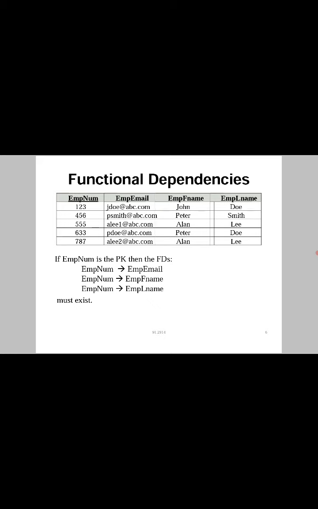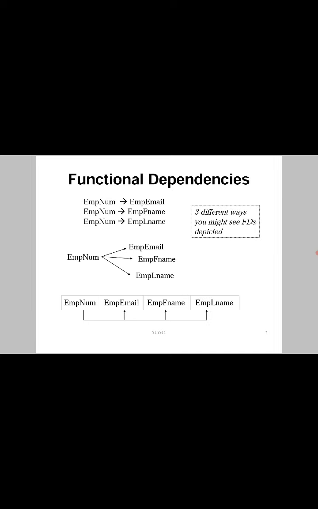Employee email ID is totally dependent on employee number, and employee first name and employee last name are also dependent on employee number. Why? Because dependency means without knowing employee number we can't find employee email ID, employee first name and employee last name. So these three fields are totally dependent on employee number. Employee email ID, employee first name and employee last name are functionally dependent on employee number.